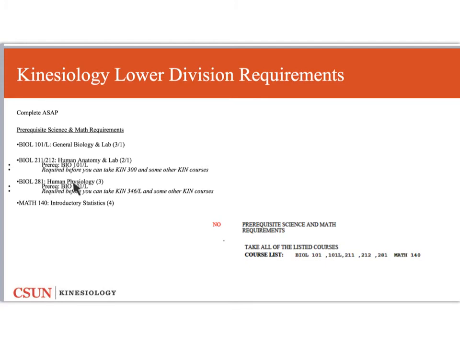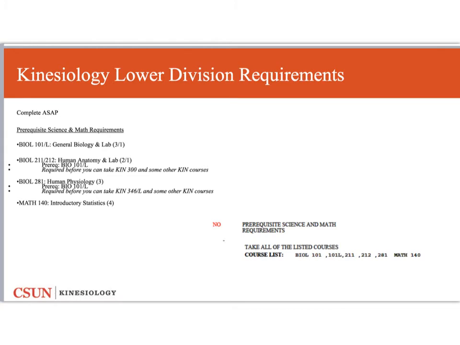Next is human physiology. Okay, if you haven't had human physiology, again, you need to complete it ASAP. Human physiology is a prerequisite for Kin 346, which is our exercise phys course, and it's also a prerequisite for some other kinesiology courses. So again, you need to get this in so it doesn't hold you up.